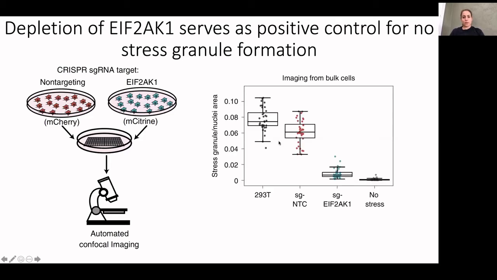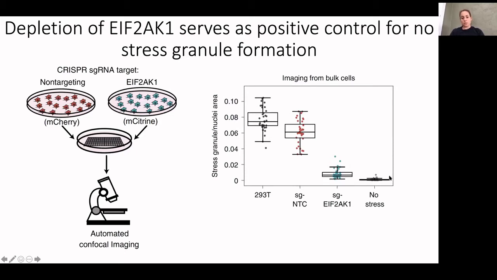So when you take bulk cells and you use standard methods to quantify granules, you can see that either with regular 293 T cells or non-targeting guide, you have very robust formation of stress granules. And when you deplete EIF2AK1, you dramatically reduce the number of granules that are formed in cells. And this is comparable to a non-stress control.